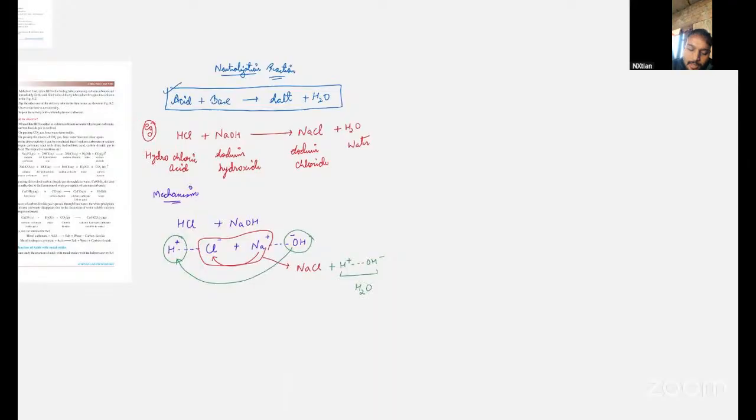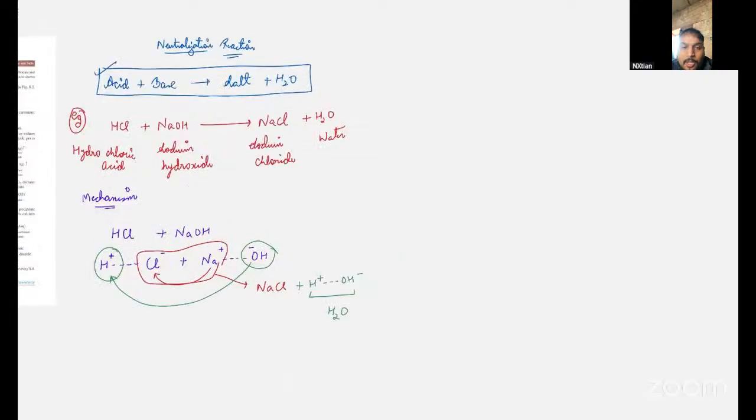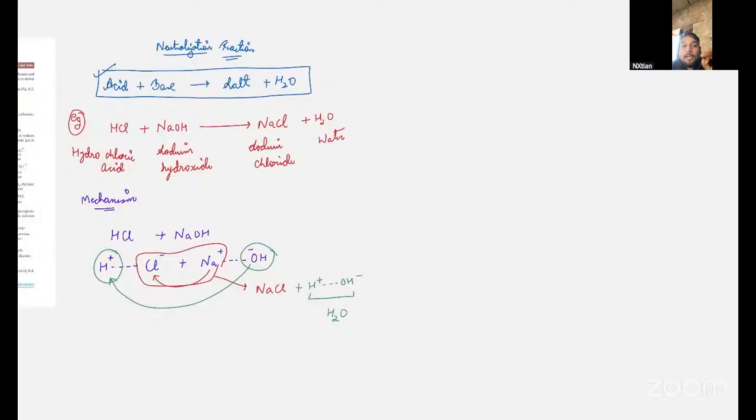Now, the next. We got that a neutralization reaction is the reaction in which an acid neutralizes the base, or a base neutralizes the acid, to form salt and water. Simple as that. Got it? I will write it one more time. For example, acid reacts with base to give salt plus water. Got it, guys?